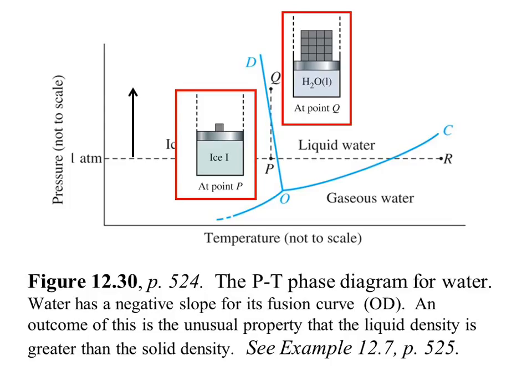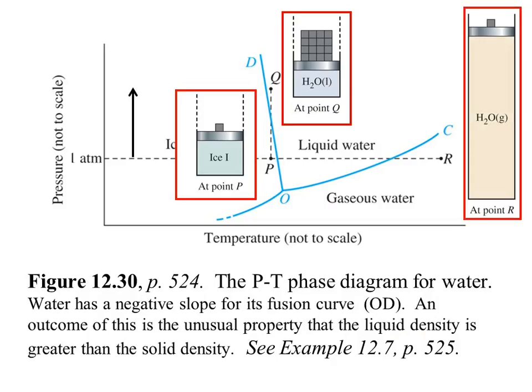So when you skate around, instead of really skating on solid ice, you basically are creating a layer of water as you go. So I think that's kind of cool. And then, of course, notice they have this is point P, this is point Q, and this is point R. So clearly here R is over in its gaseous state.